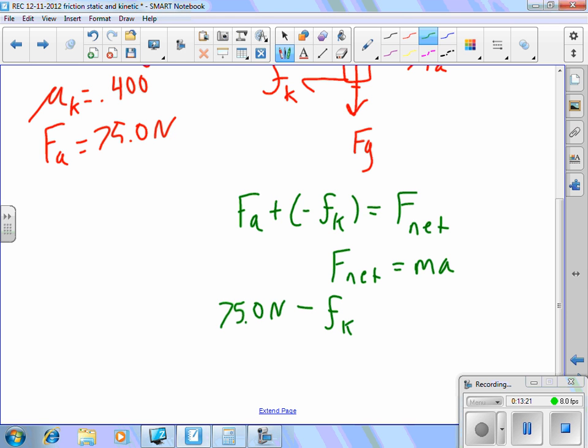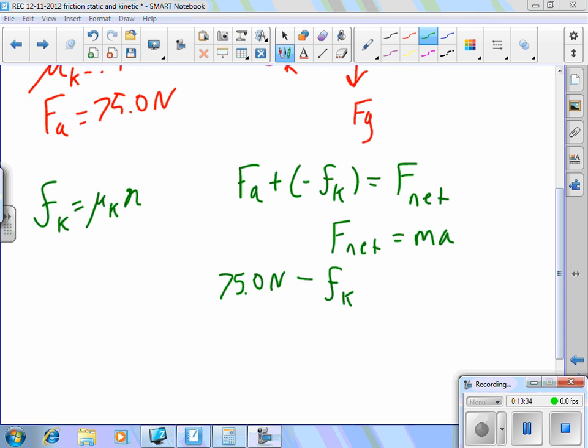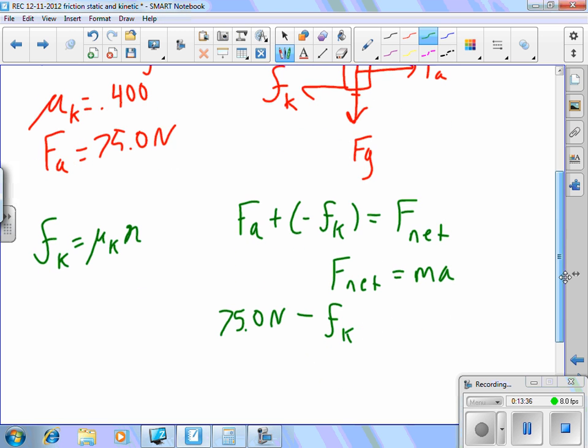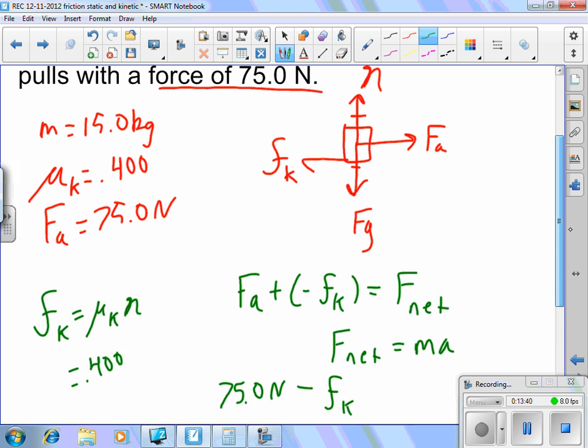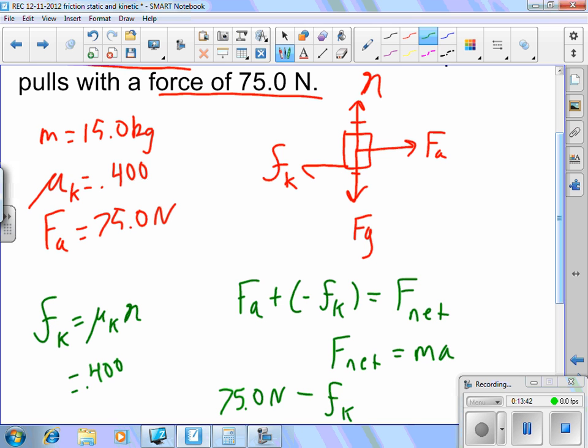Hiccup there. How could I calculate friction? Let's see here. What if I was to say force of kinetic friction is equal to coefficient of kinetic friction times the normal force? I surely could do that. So, first off, we know the coefficient. It's 0.400. I don't know the normal force, and that's not good.